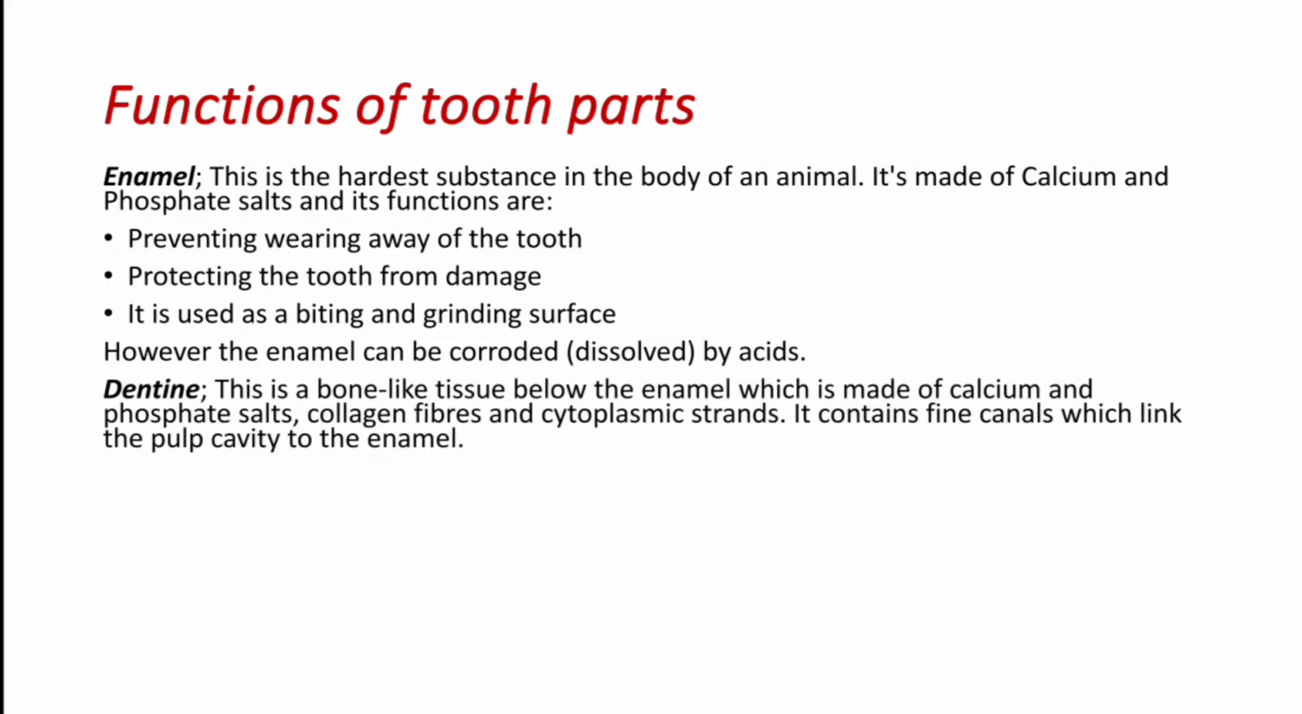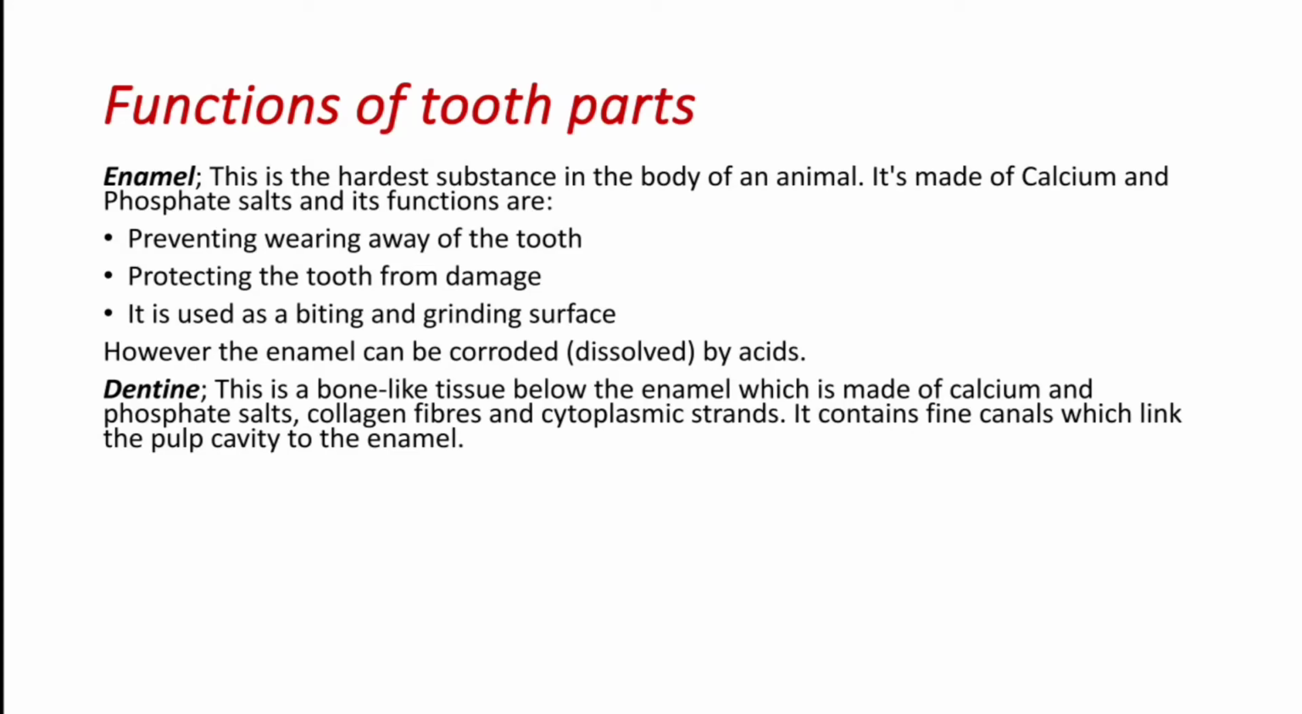Let's look at the other part, which is the dentine. So this is a bone-like tissue below the enamel. Just below the enamel, you're going to find the dentine. So it's a bone-like tissue, below the enamel, which is made up of calcium and phosphate salts as well.